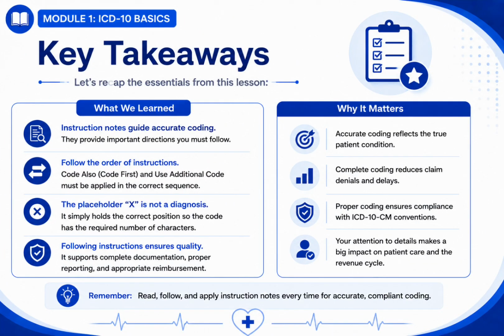Let's wrap up with a quick review. ICD-10-CM conventions are the official rules that guide accurate diagnosis coding. Always read instructional notes carefully, understand the difference between excludes 1 and excludes 2, and follow code first and use additional code instructions whenever they appear. These conventions help ensure complete, accurate, and consistent coding.